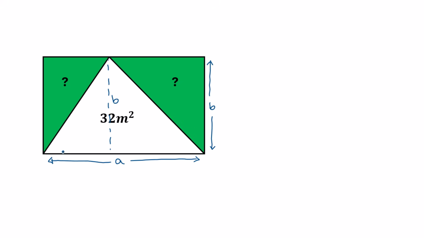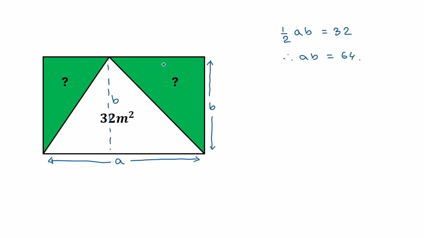So the area of this white triangle is half times base of this triangle, which is A, and height of this triangle, which is B. This is the area of this white triangle, and we are given that the area is 32. So we can write this is 32, and multiplying both sides by 2 will give the value of AB. So AB is equal to 32 times 2, which is 64.